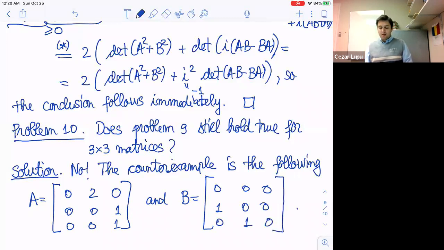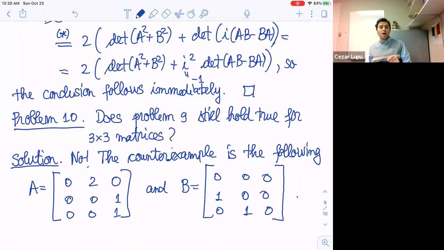Well, I'll leave it to you as an exercise why this holds true. So you need to square both matrices. You need to add them up. You need to see the commutator, right? The additive commutator between them.